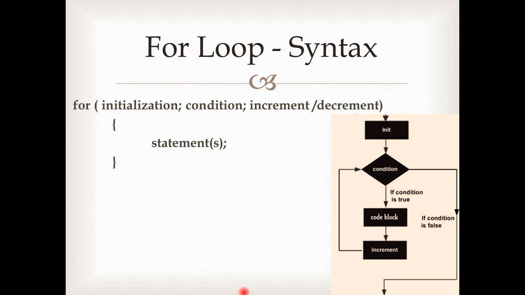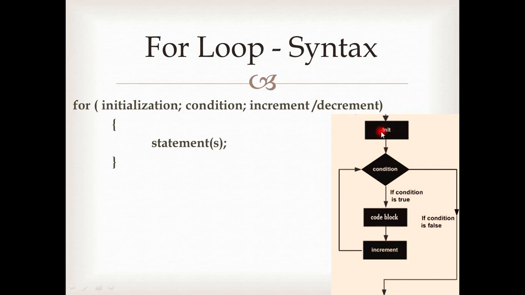In a for loop, you can see that you have an initialization part, a condition part, an increment or decrement part, and inside the body you have statements. So these statements will be repeated based on the condition and the increment. Okay, so we'll see how it works. This is the flow chart.